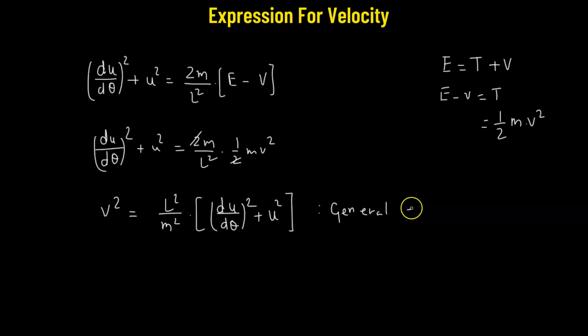So let's write it down. This is a general expression, which means that this expression holds for the velocity of any kind of central orbit. In our particular case, we use the inverse square law, so we will study that case in a moment. What I'm trying to say here is that this particular equation for the velocity can be used to determine the velocity for any kind of central orbit. So let's come to our specific case.